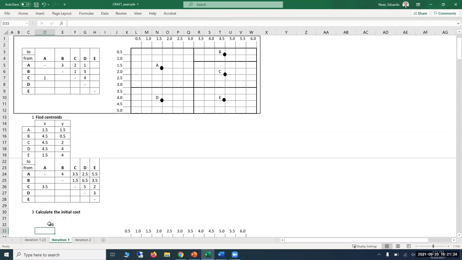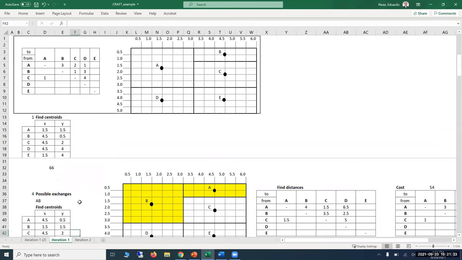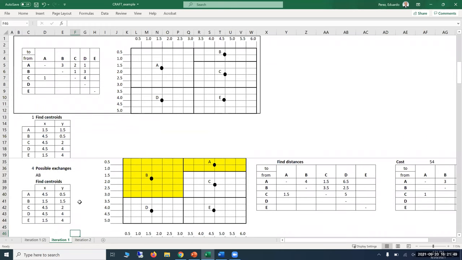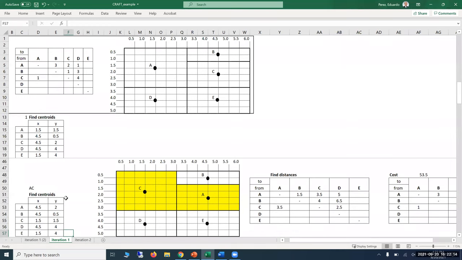So what I did with this example was to bring those exchanges into consideration. A and B first. And again, I'm going to share this with you. It's a lot of elementary math that I'm trying to avoid. I just want you to see the steps, okay? The first possible exchange was A and B, which I'm highlighting. The cost associated with that exchange, after finding the new distances, is 54. That's an improvement compared to 66. Then I go to the next possible exchange, A and C. I have 53.5 after recomputing the distances and multiplying the cost.